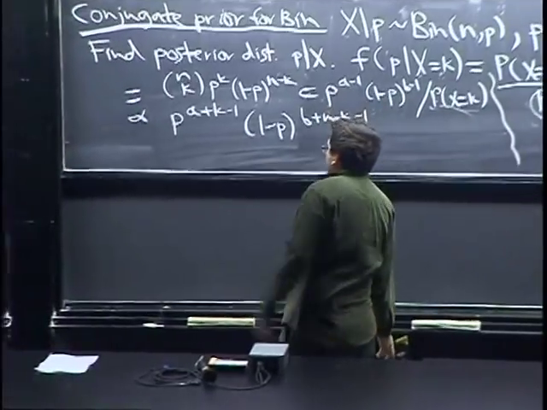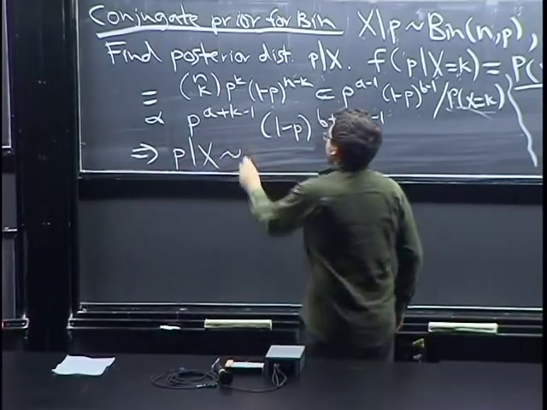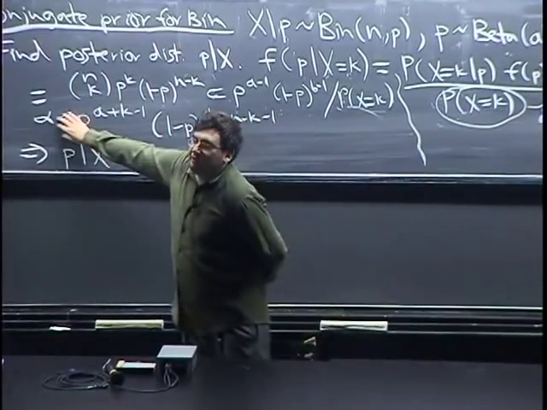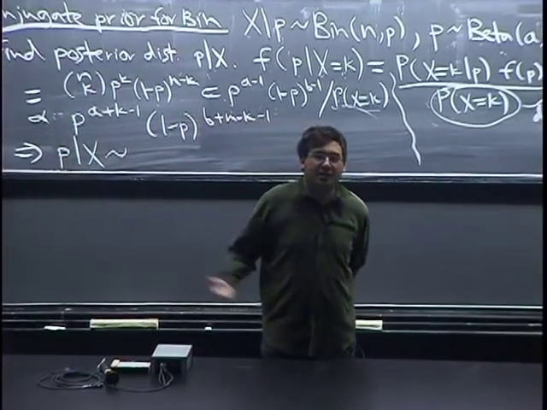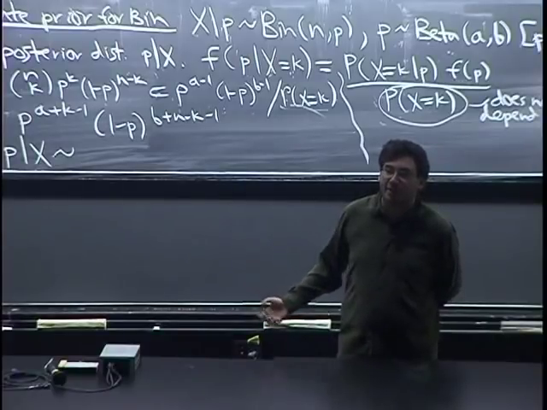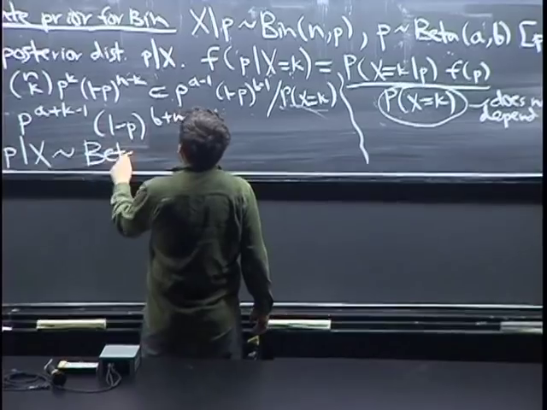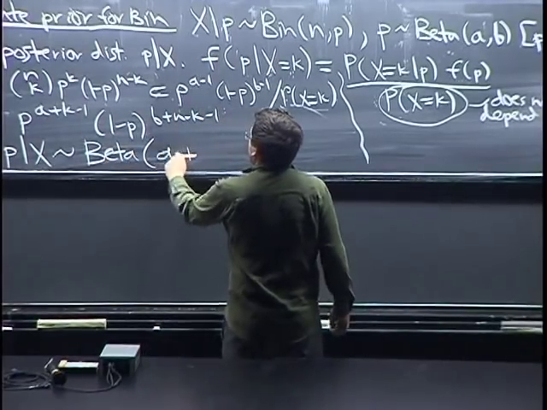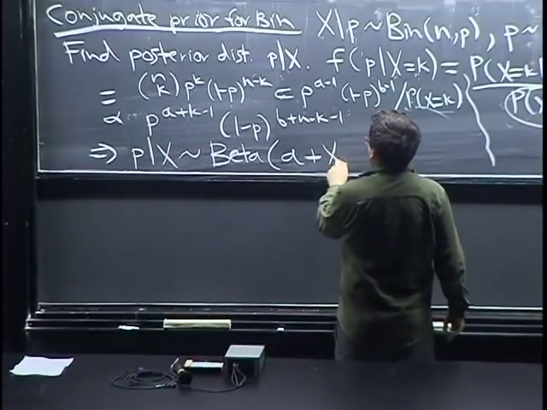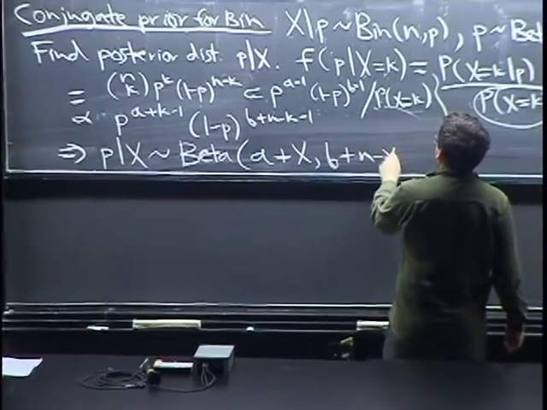And then that immediately tells us that P given X is a beta distribution. It looks like a beta. There's some constant in front. Well, the constant is just whatever constant is needed to make this integrate to 1. So it's still of the form of a beta distribution. So this is going to be a beta with parameters a plus k, but if I write it this way, I'm just going to write a plus x, and b plus n minus x.